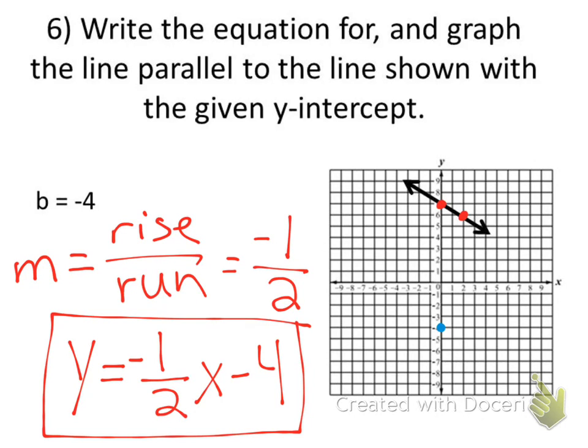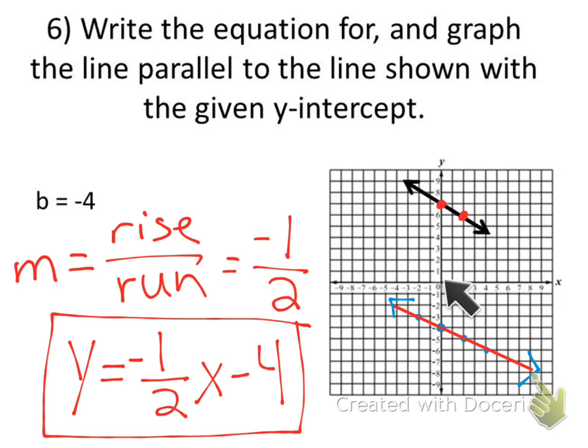Down 1 over 2. You go down 1, right 2, down 1, right 2. Or if you have the 1 as positive and the 2 as negative, you would be going up 1, left 2. Do you see how that gives us the same line? Once you connect them, it shouldn't matter if you're going up and left or if you're going down and right. Okay, so draw your graph and connect them.